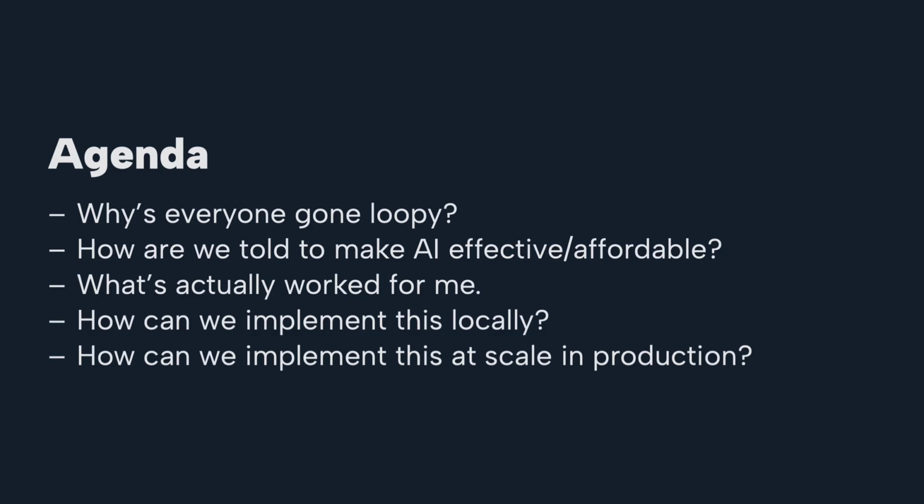So today's agenda for the talk is why everyone's gone loopy, how have we been told to make AI efficient and affordable, what's actually worked for me, and how we can implement this locally and how we're implementing this in production. So this is more of a general talk ahead of our Wednesday workshop. This is meant to give a bit of a primer into how I've been thinking about these systems and prepare us for doing the deep dive onto our live system on Wednesday.